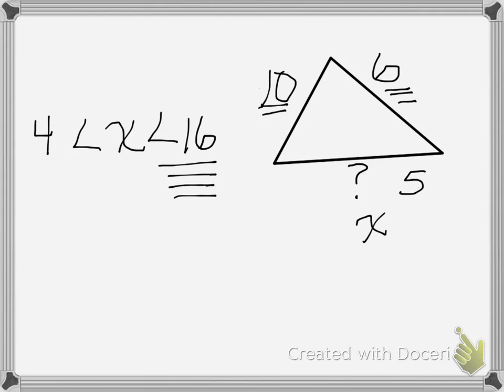So to get your range of side lengths, what you're going to do is add the two side lengths you've been given. That gives you your upper range. Subtract the two side lengths you were given. That gives you your lower range. So your x will be greater than 4, but less than 16. Okay, let's go on to the next page of notes.